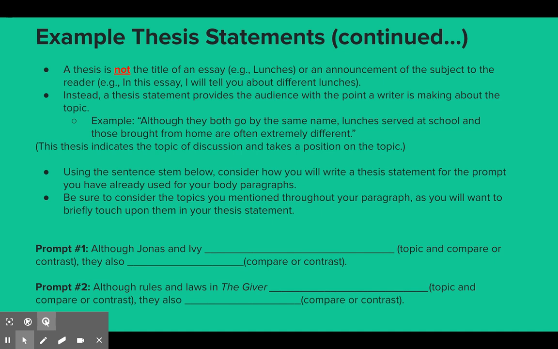Although they both go by the same name, lunches served at school and those brought from home are often extremely different. Now, this thesis statement is indicating the topic of discussion, which is lunches, and it is taking a position on the topic. So, which lunch does this reader prefer based on this thesis statement?